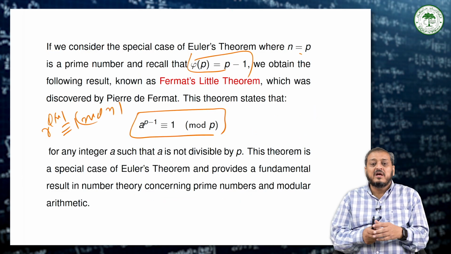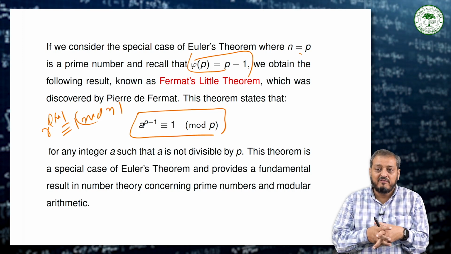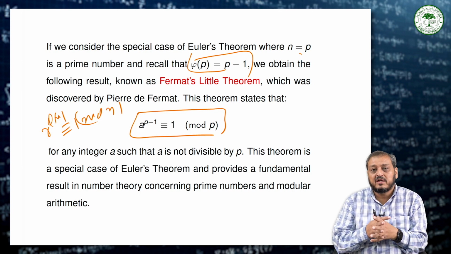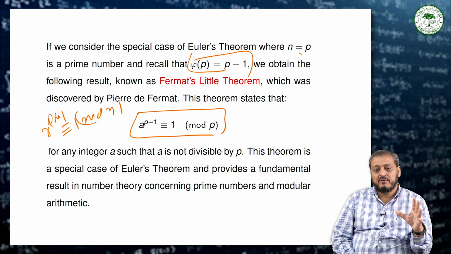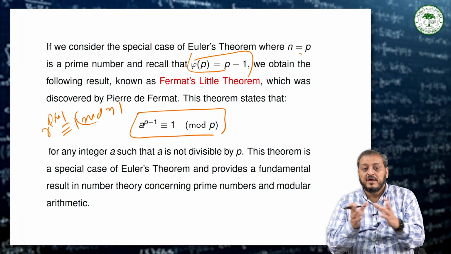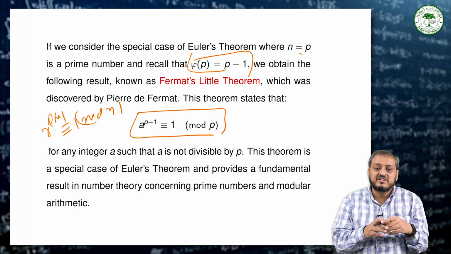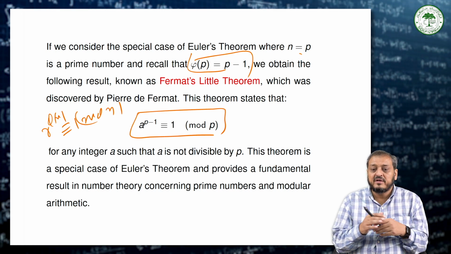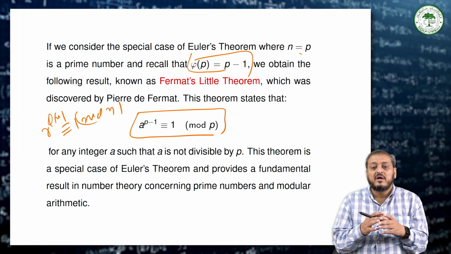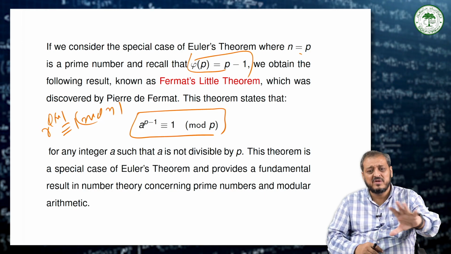Now if we consider the special case of Euler's theorem where n is equal to p, a prime number, and recall that phi of p is equal to p minus 1, we obtain the following result known as Fermat's little theorem, discovered by Pierre de Fermat. This theorem states that a to the power p minus 1 is congruent to 1 mod p. This follows trivially using the previous theorem.